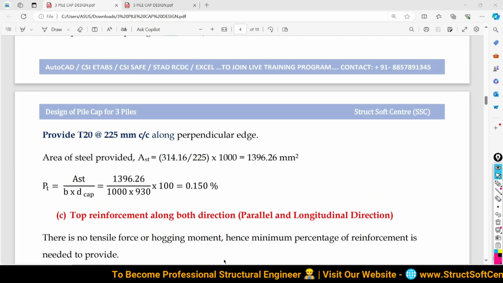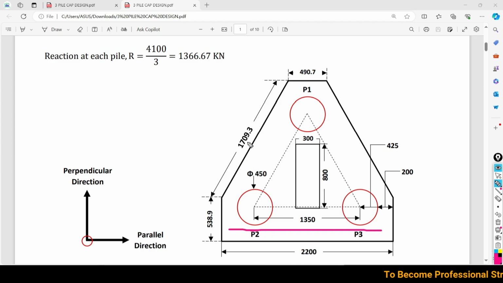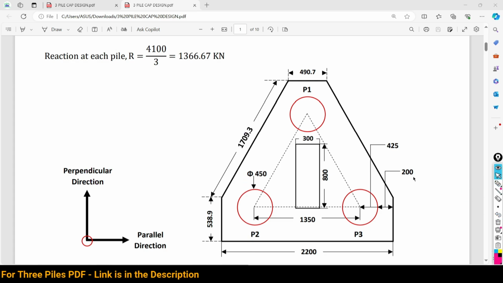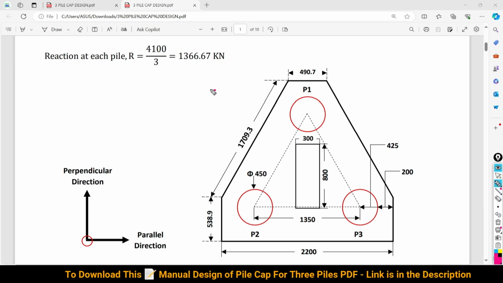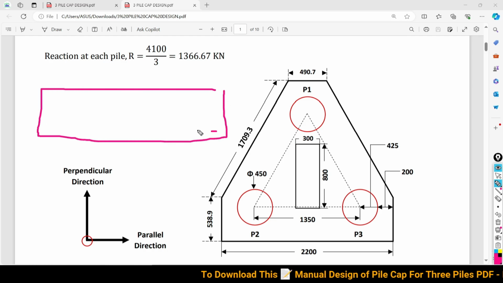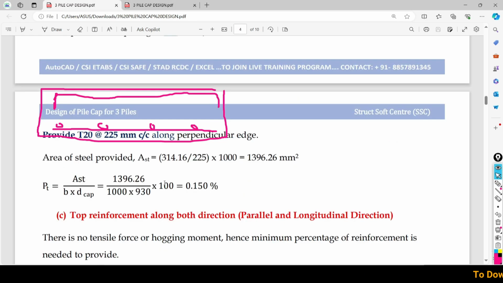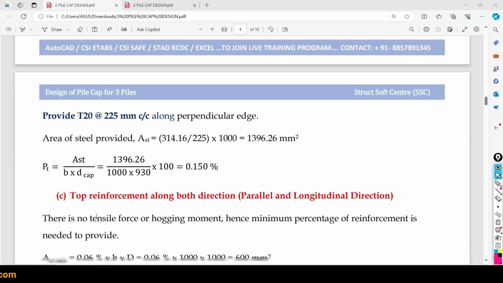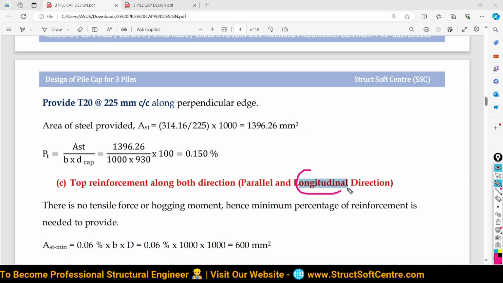Remember this point. So finally we have provided the reinforcement along the parallel direction at the bottom face. We also have calculated the reinforcement along the perpendicular direction at the bottom face. Now finally we have to calculate the reinforcement in both directions, parallel as well as perpendicular, at the top face, because in the pile cap we are providing the reinforcement at the bottom face as well as at the top face. So for that, just follow the C part to find out the top reinforcement along both directions, parallel and longitudinal or perpendicular. You can call it perpendicular or longitudinal, both are okay.